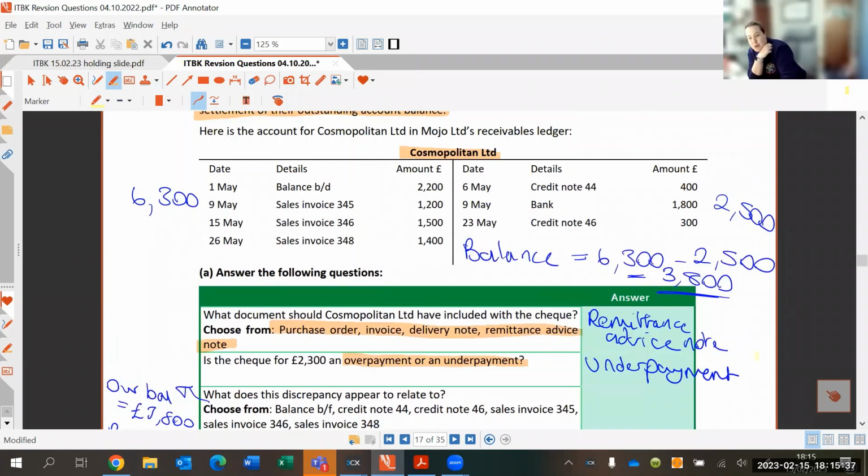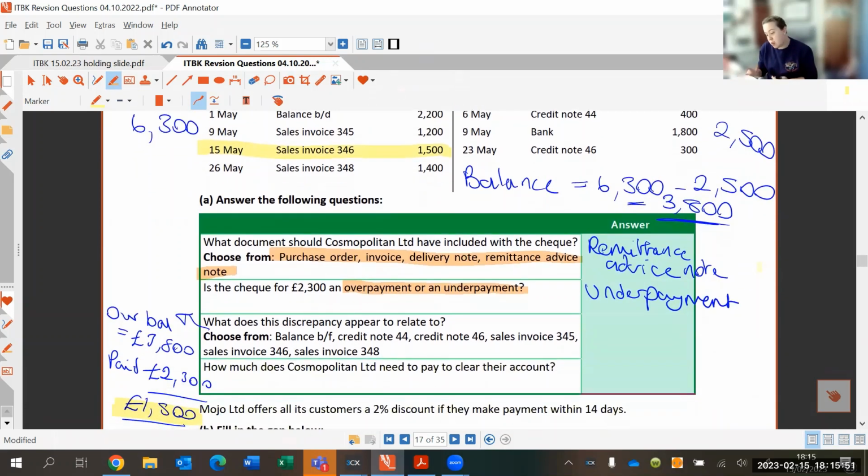Yeah, straight away jumps out. I can see people have picked this up in the chat. 15th of May, invoice 346 is for £1,500. There might be an issue with that particular sale for whatever reason, but they haven't paid it. So we can see from the pick list which one of those hasn't been done. So we can say invoice 346 hasn't been paid. And how much they need to pay is the missing invoice amount, so it'd be £1,500.